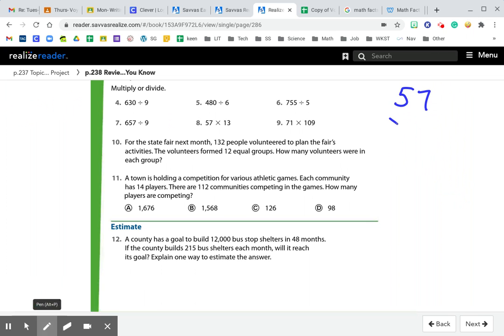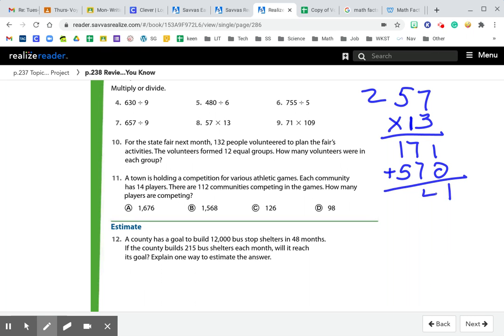we have a multiplication problem. 57 times 13. 7 times 3 is 21. 5 times 3 is 15. Plus 2 is 17. Now I'm going to distribute the 1, which is actually a 10. 1 times 7 is 7. 1 times 5 is 5. I'm going to add up the partial products. So I have 741 for number 8.